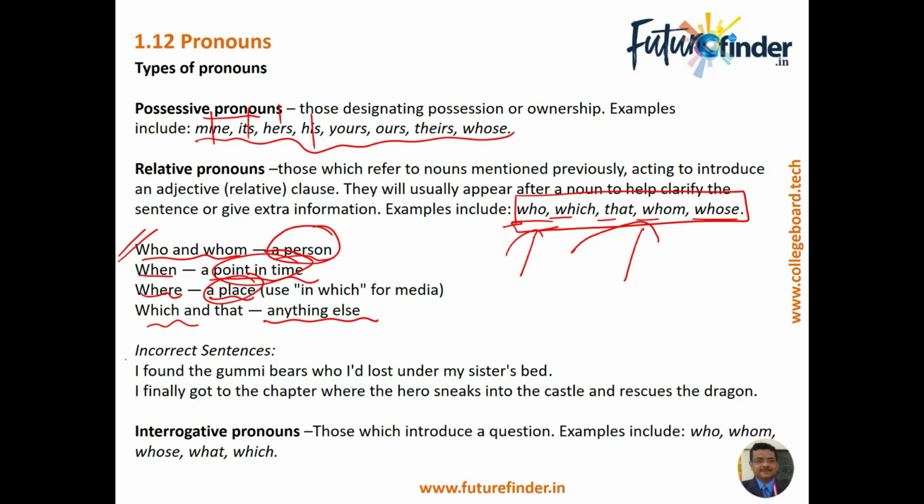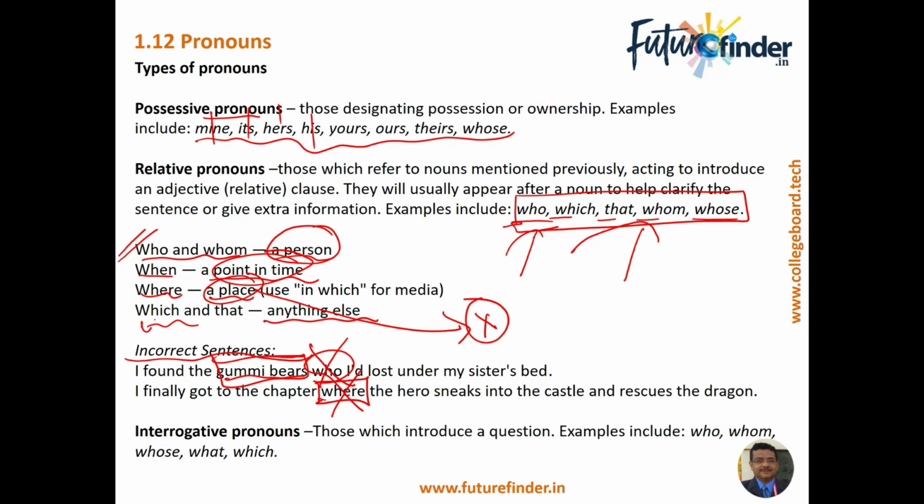So let's see some incorrect sentences. I found the gummy bears who I lost. This is incorrect because this is not a person. I'm quite sure that we are not referring to gummy bears as people or a person, right? I finally got to the chapter where, okay, fine. Now again, this is incorrect, because chapter is not a place. Chapter is definitely not a place, right?